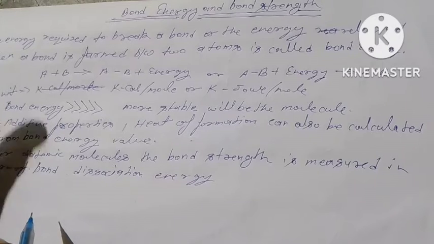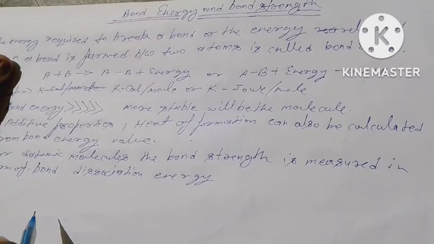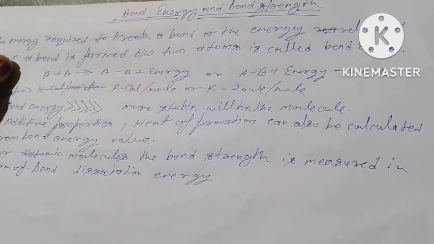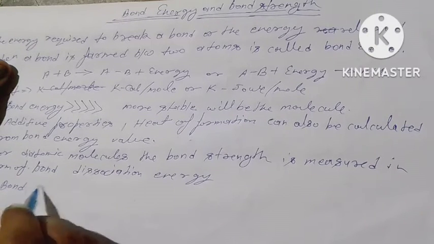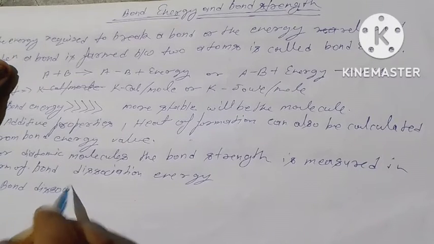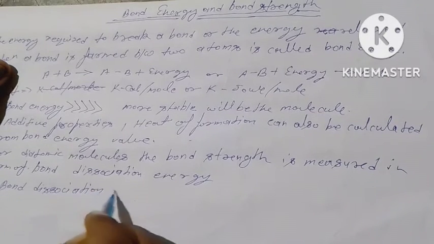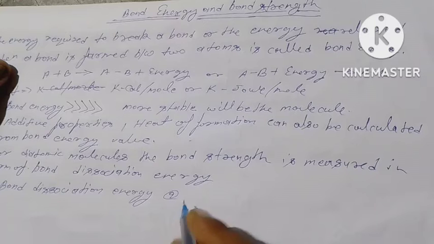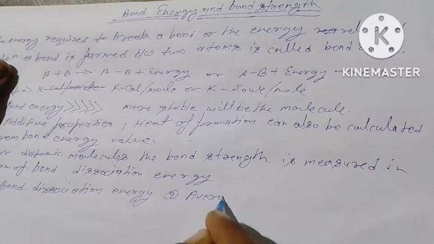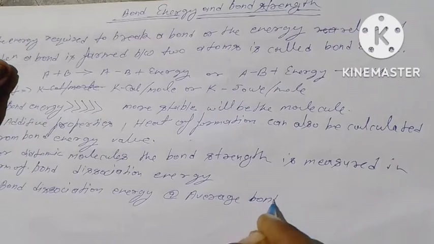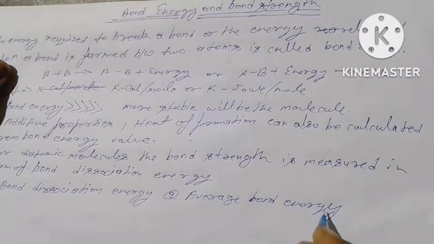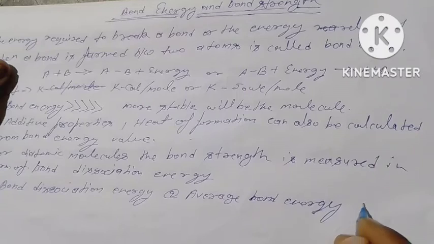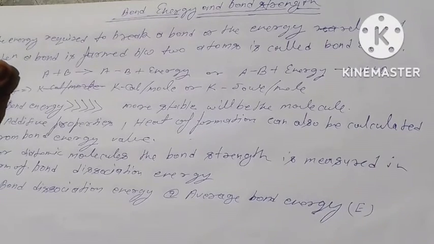In the case of polyatomic molecules containing more than one covalent bond, it is expressed in two ways. First is bond dissociation energy, and second is average bond energy.